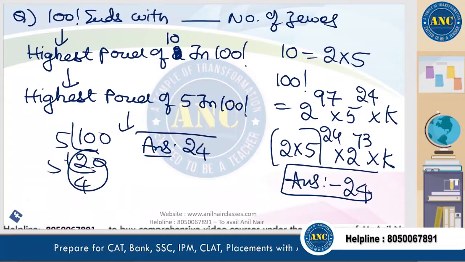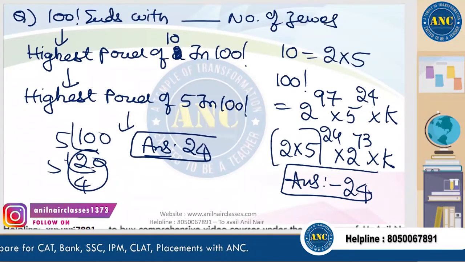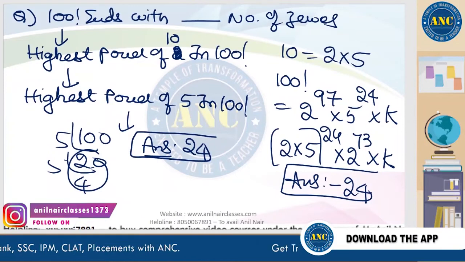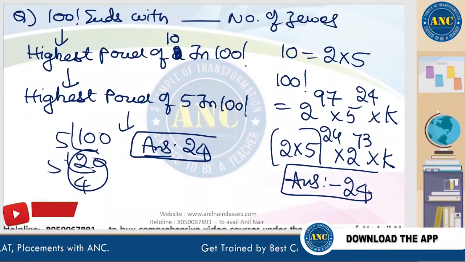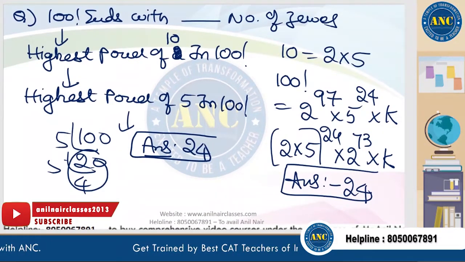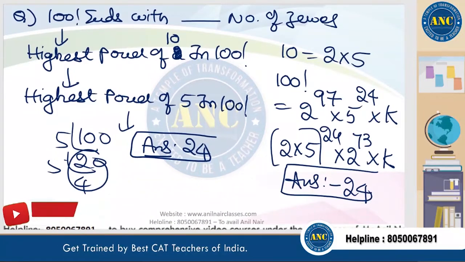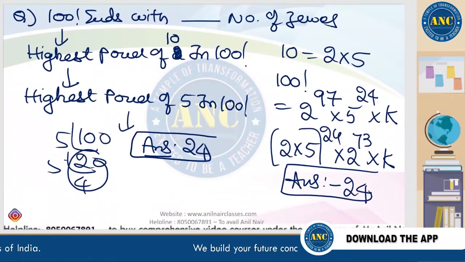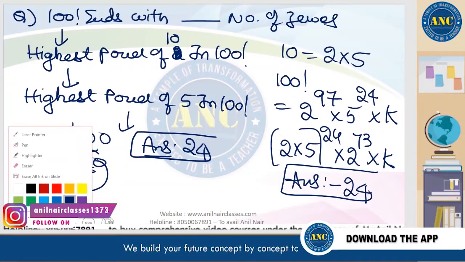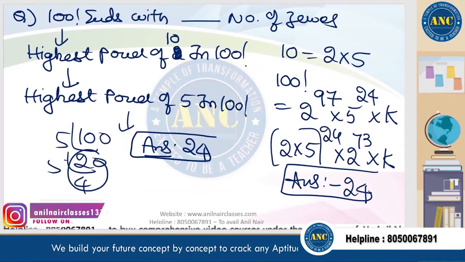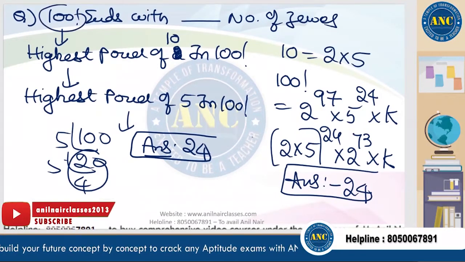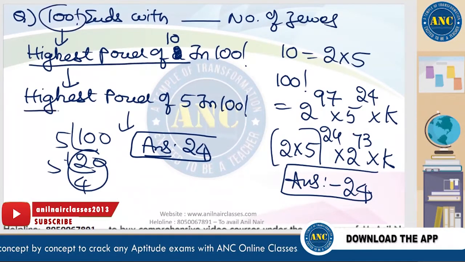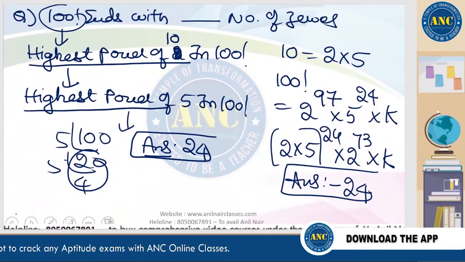First point, please write down. Only for factorial based problems, the number of zeros at the end is nothing but the highest power of 5. You don't need to do 2. Now we will write that point in a new slide. I hope it is clear. For factorial problems, determining the highest power of 10 is the same as the highest power of 5.